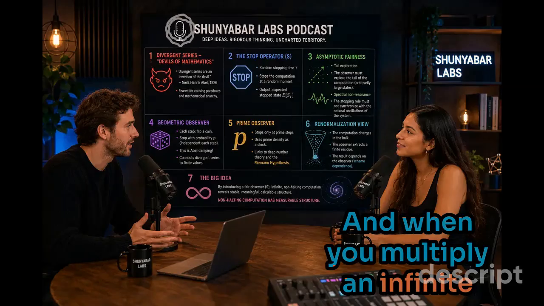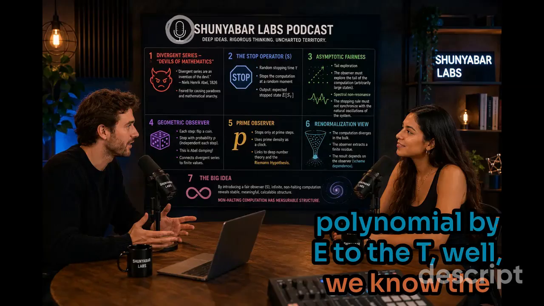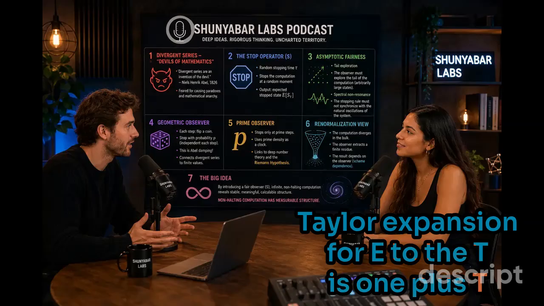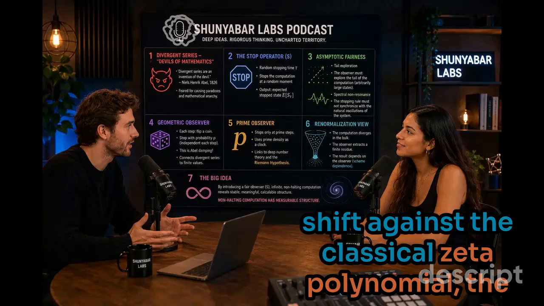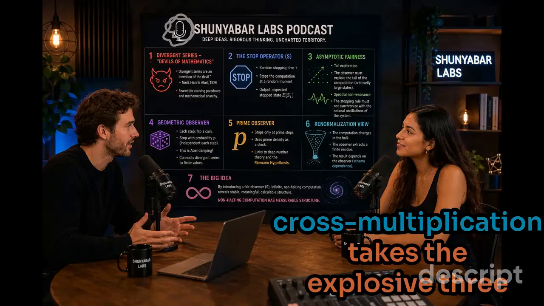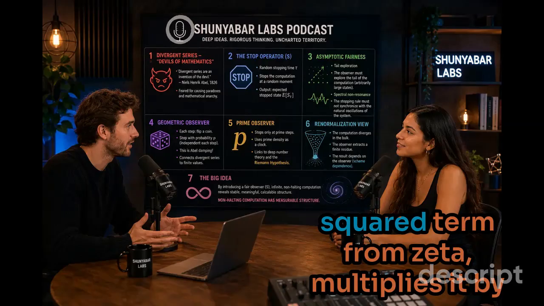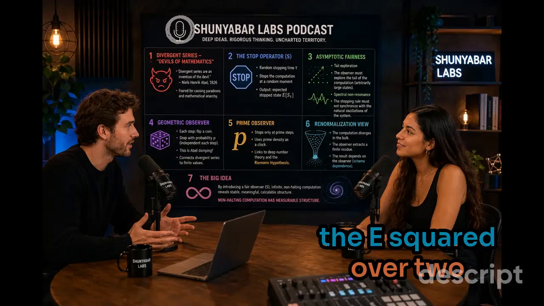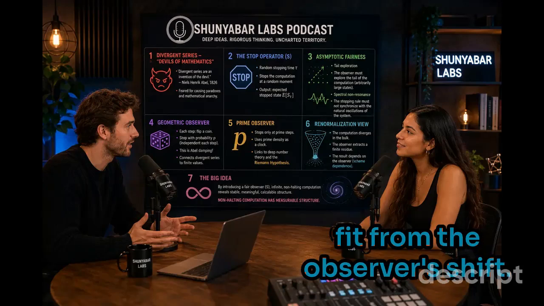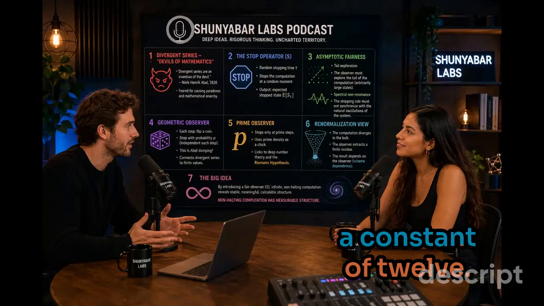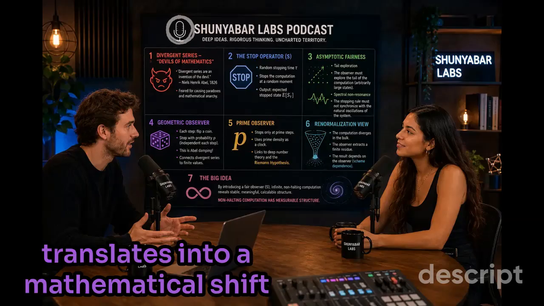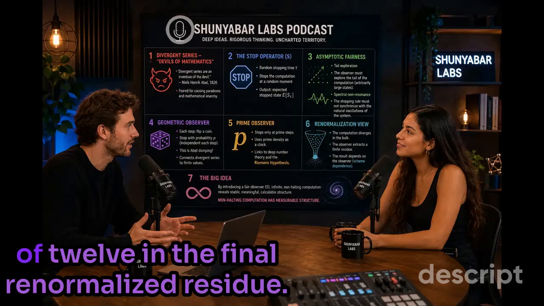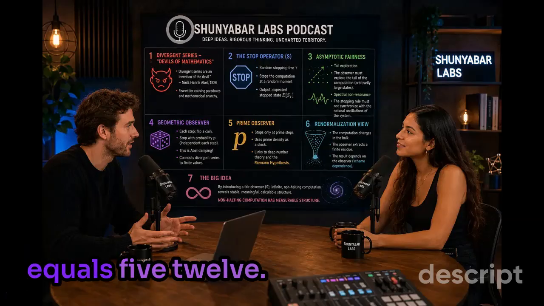And when you multiply an infinite polynomial by e to the t, well, we know the Taylor expansion for e to the t is 1 plus t squared over 2 phi. When you multiply that exponential shift against the classical zeta polynomial, the cross multiplication takes the explosive 3 squared term from zeta, multiplies it by the e squared over 2 phi from the observer's shift. The t squares cancel out, leaving exactly a constant of 12. The physical necessity of surviving the previous step perfectly translates into a mathematical shift of 12 in the final renormalized residue. Negative 112 plus 12 equals 512.